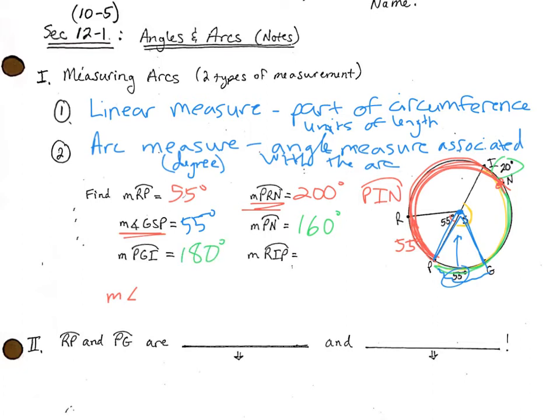And measure of arc RIP. So RIP is almost all the way around the circle. Notice when I said that, that might actually give you a way to find that, because it's almost all the way around. How much would all the way around the circle be? 360 degrees, and we're 55 degrees less than that. So you could individually find these arcs and add them all up, or you could do 360 minus 55, and I'm getting for that 305 degrees.